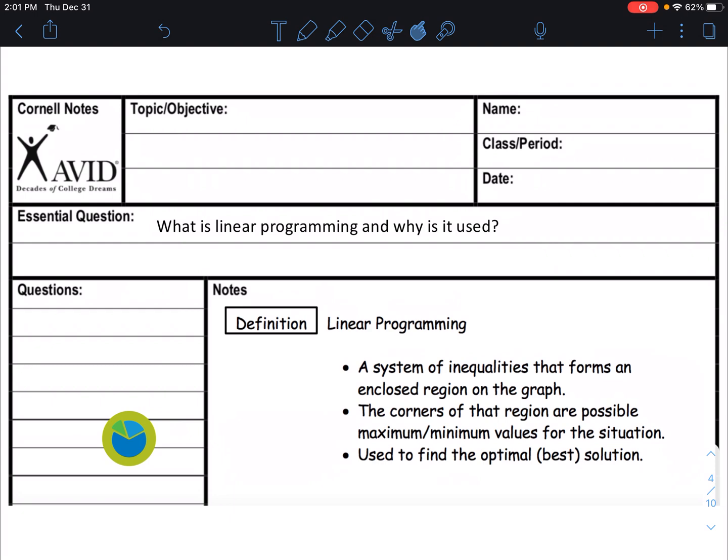Okay, so over the course of the next couple lessons, we are going to start talking about what is linear programming and why do we use it. So first of all, linear programming is a method of determining the optimal or best solution. And the way that we do that is we determine what our constraints are. This will be a system of inequalities that forms a certain enclosed region. And then the corners of that region are possible maximum and minimum values for a specific situation. And again, one of those corners will give us the optimal or best solution.